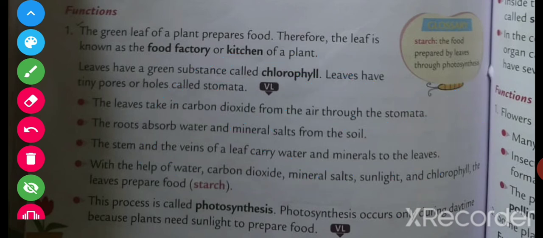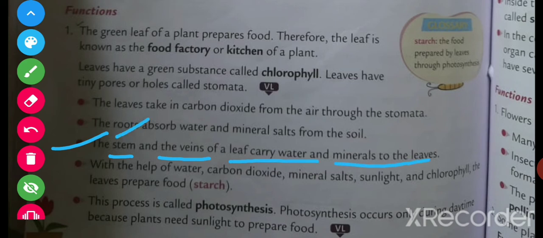Next, roots absorb water and mineral salt from the soil. It's the root's work. Roots absorb water and minerals from the soil. The stem and veins of the leaf carry water and minerals to the leaves.